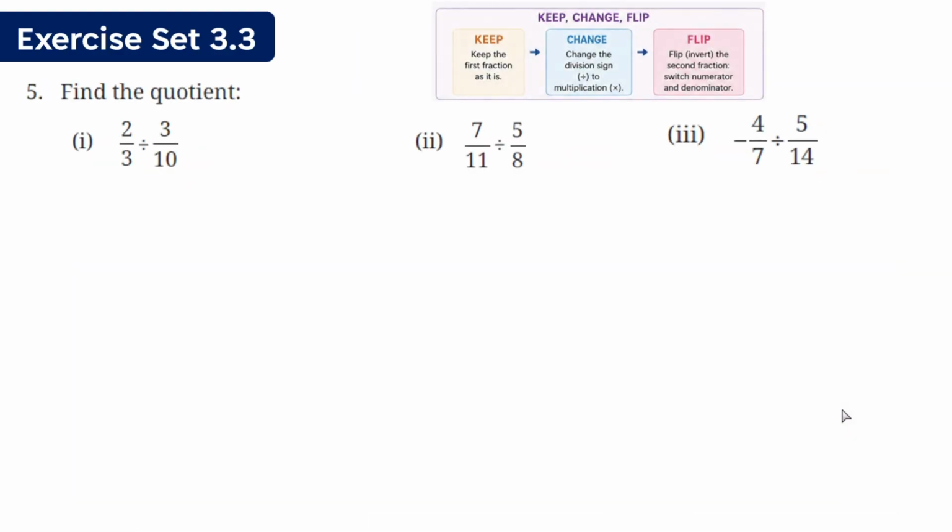The next question is to find the quotient. Quotient means the answer to a division problem. You have to divide these fractions. So what is the strategy? Keep, change, flip. So we keep the first fraction, which is K.